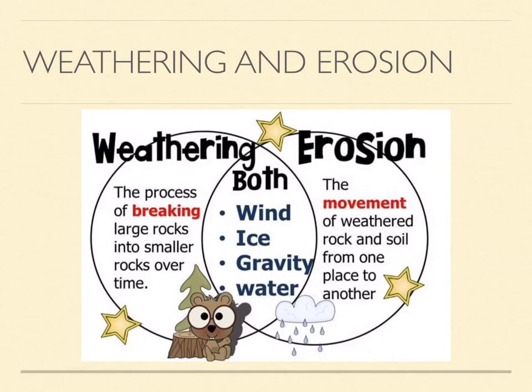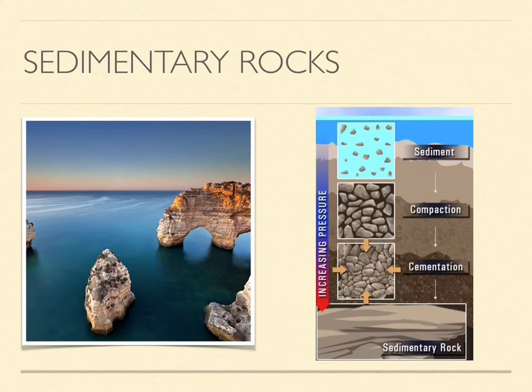So weathering and erosion, they sound similar, however they do differ greatly. Weathering is the process of breaking down rocks into smaller pieces over time, which you can do with wind, ice, gravity, and water. And erosion is the process of moving that weathered rock and soil from one place to another, which can of course also be done with wind, ice, gravity, and water. This is just a recall from a previous lesson, but check your notes for the actual processes of wind, ice, gravity, and water.